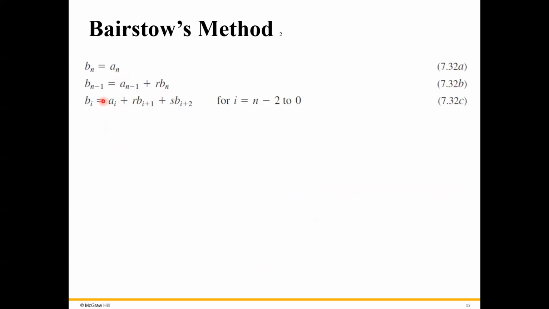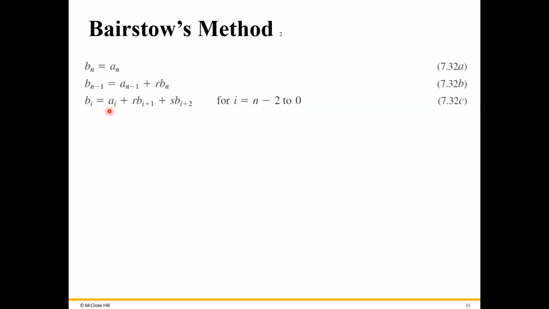And similarly for other polynomials, from bi to b0, that means for the values of i from n minus 2 to 0. If n is 5, then for i, the value of i from 3 to 0, we can find the values of b3, b2, b1, and b0 by this formula.